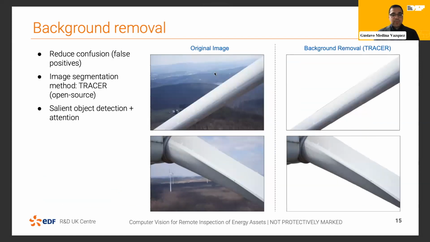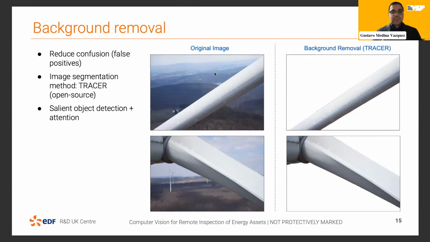Now, I also mentioned before a little bit about background removal. What we noticed when we were experimenting was that in some cases the model will get confused due to the texture or the things appearing in the background, and will have some false positives. So in order to reduce this type of risk, we decided to also train a background removal model to separate the blade from the background.